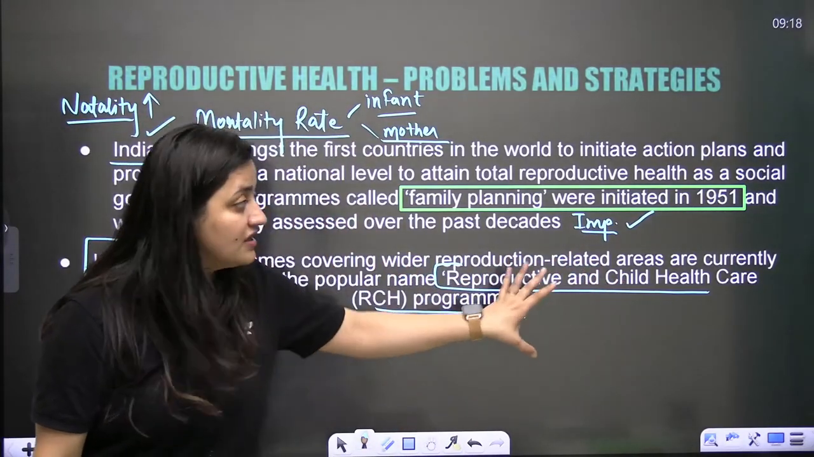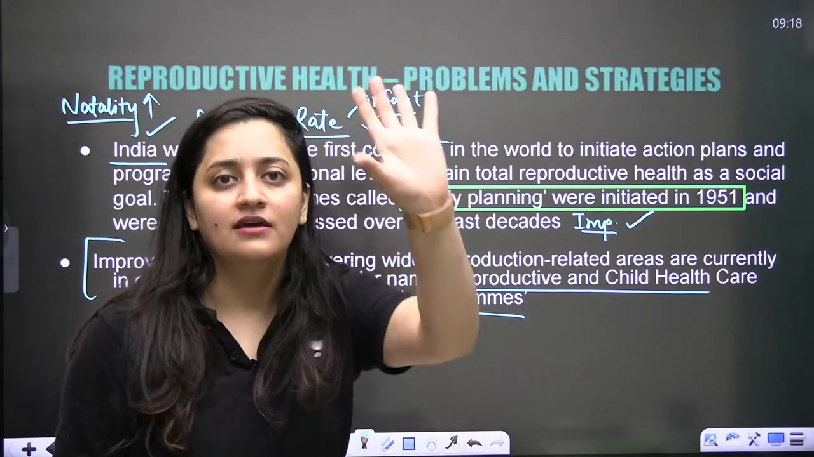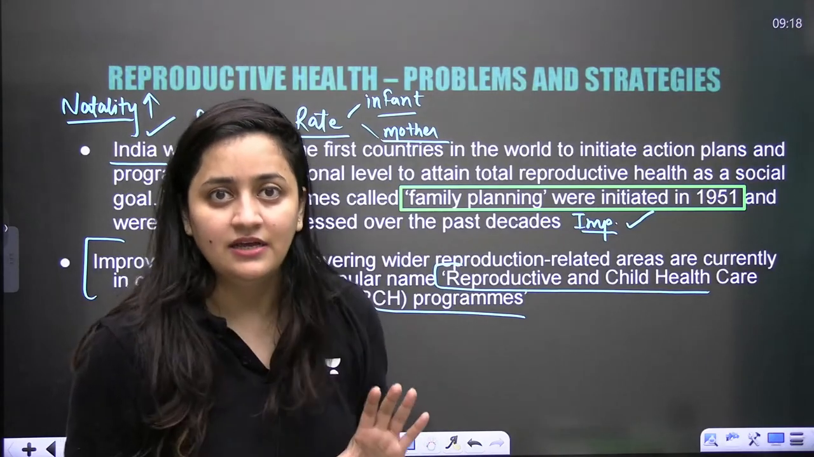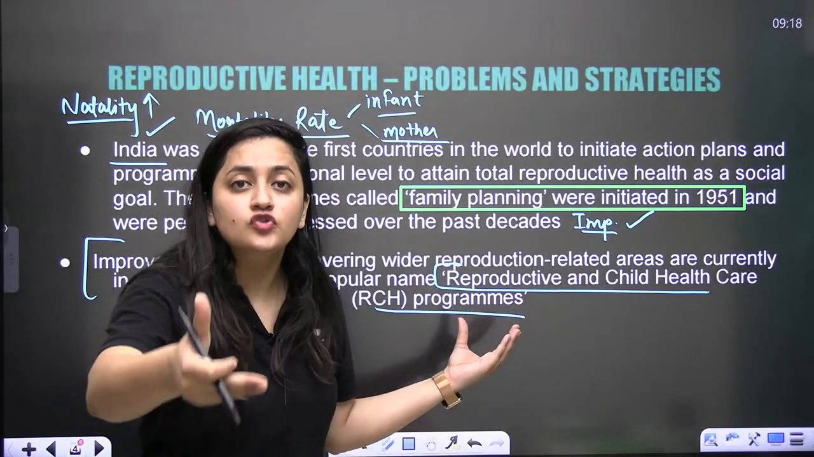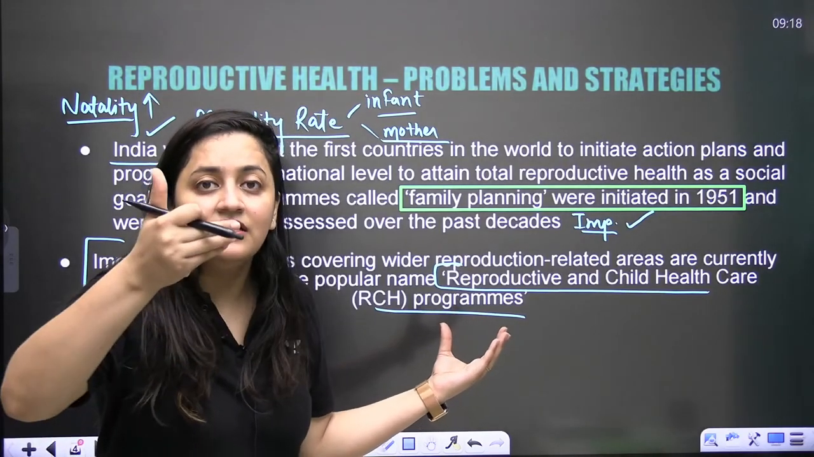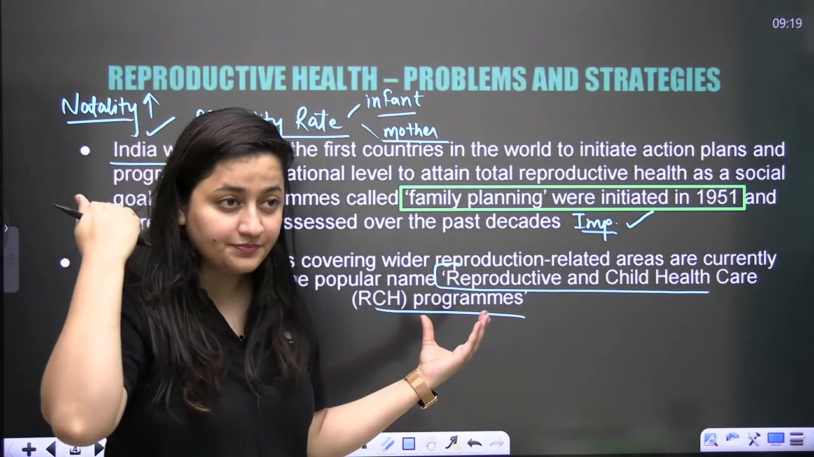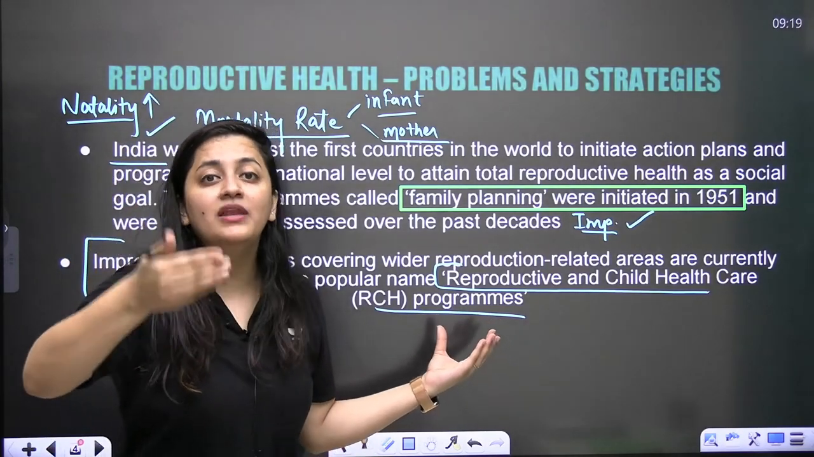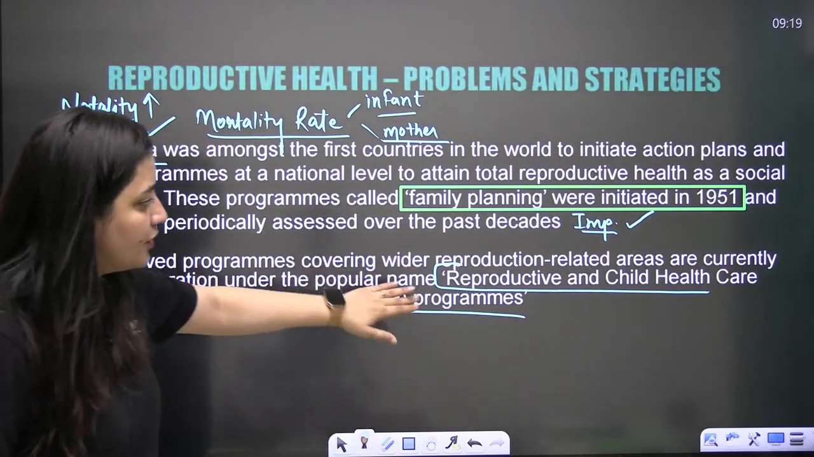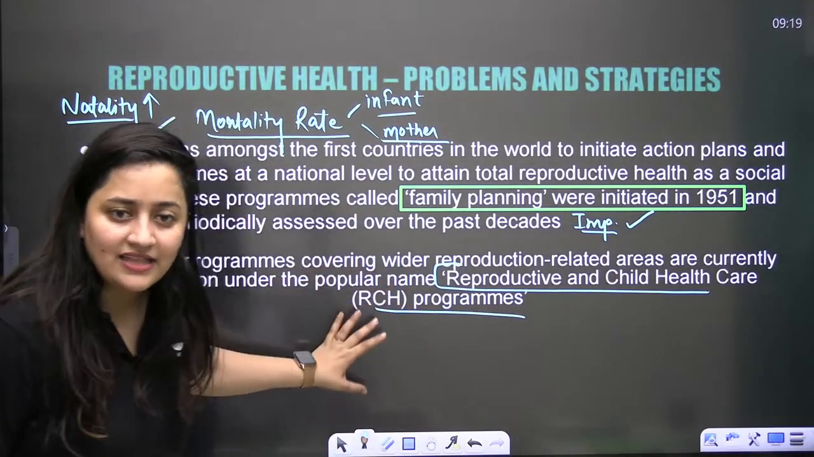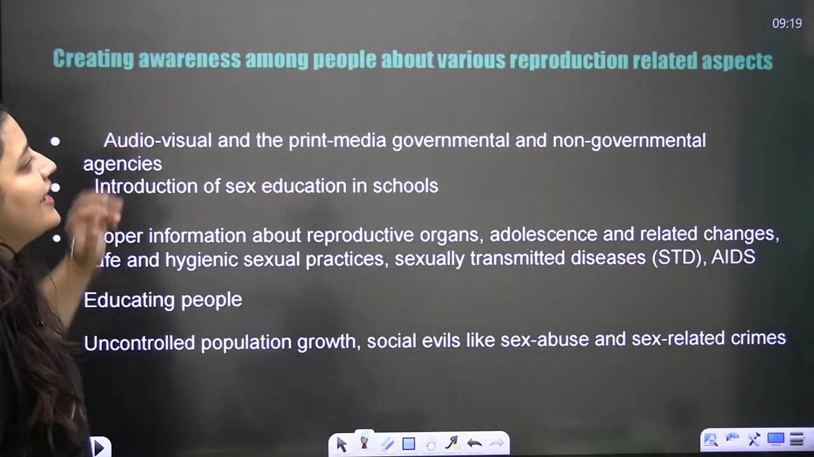Under the Reproductive and Child Healthcare Programs, we consider every reproduction related aspect, right? Here we even discuss the importance of sex education in schools. Here we even discuss STIs, and the proper care of a pregnant woman and the baby. So everything will be considered under this program. Again, this question can be asked in your paper, right, bachche? So now, how to create the awareness?